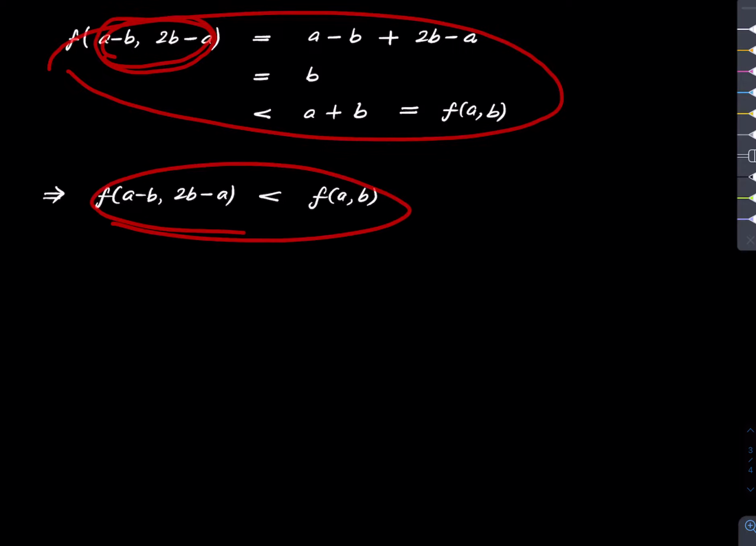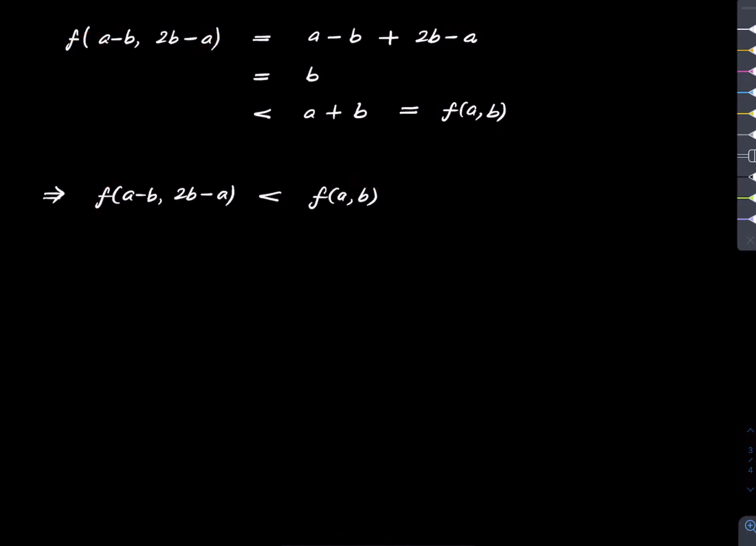So we have that. But this is a contradiction to the fact that the f value at this element is the smallest possible amongst all f values. However, this is telling us that no, that is not the case, because this particular f value is dominated strictly by that. So this is a contradiction, and we are done.